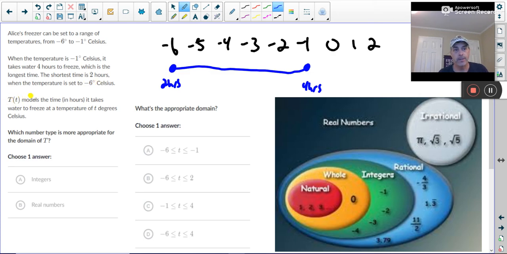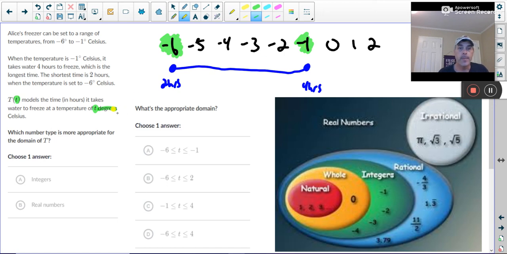T of T models the time in hours it takes water to freeze at a temperature of T degrees. T of T is, I think, the most annoying function I've ever seen in my life. Who does that? Really? T of T. It's crazy. Okay, this little t inside the parentheses, though, that's going to be our x values, our domain, and this is T degrees. So what we are looking at is only the domain for this problem. We are going from -6 to -1 and everything in between.